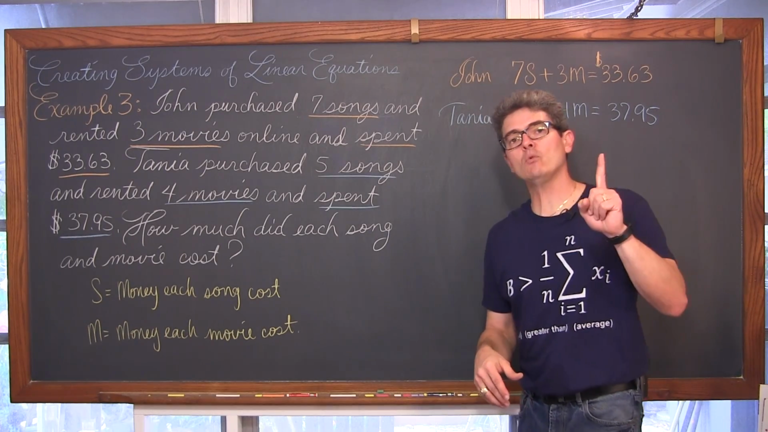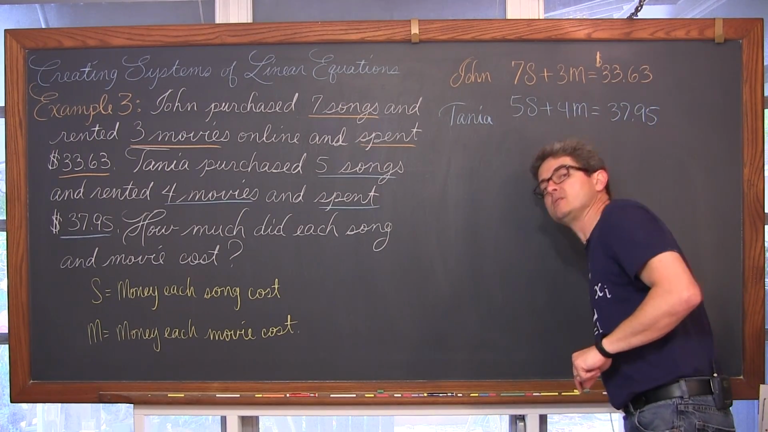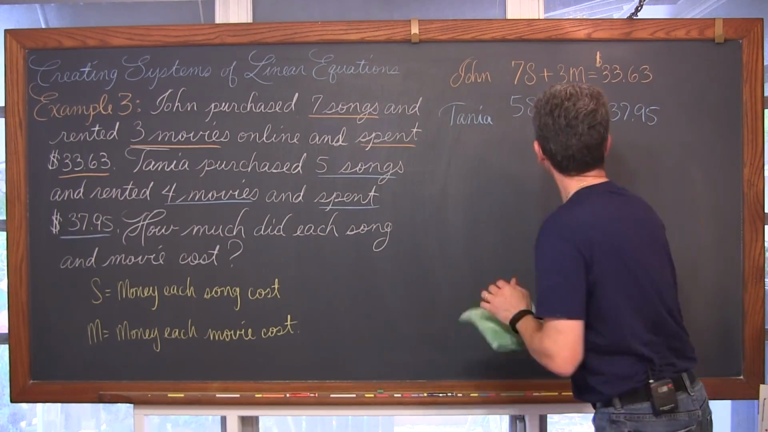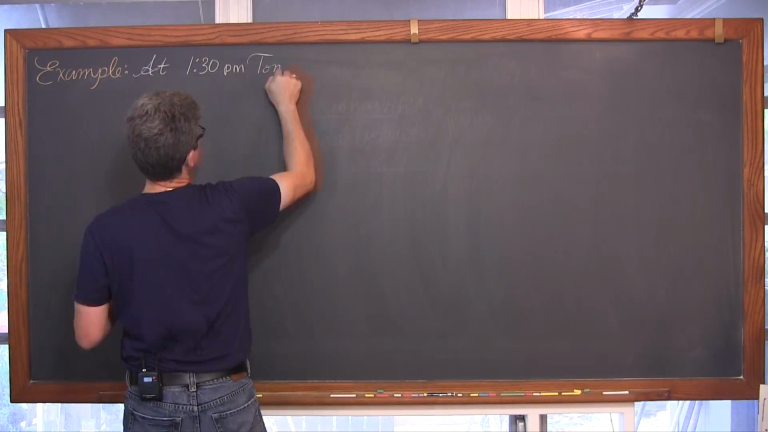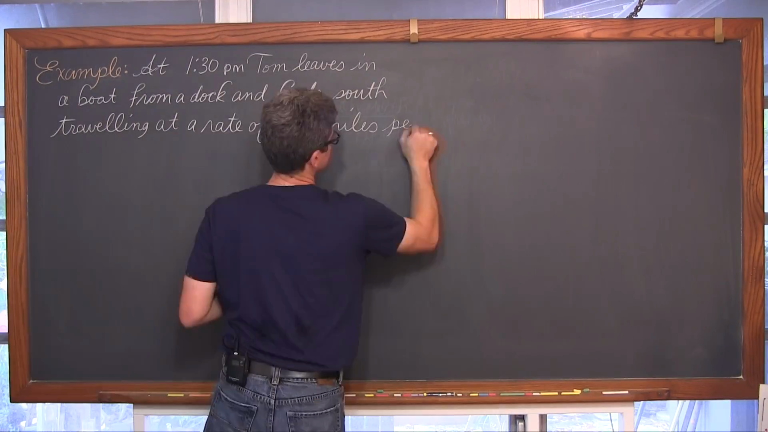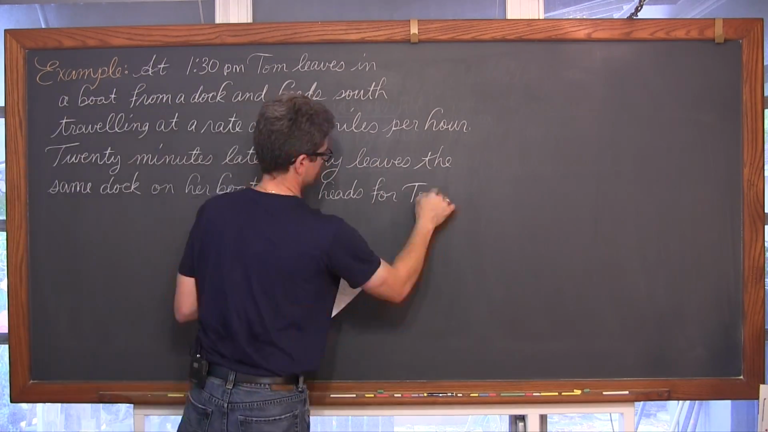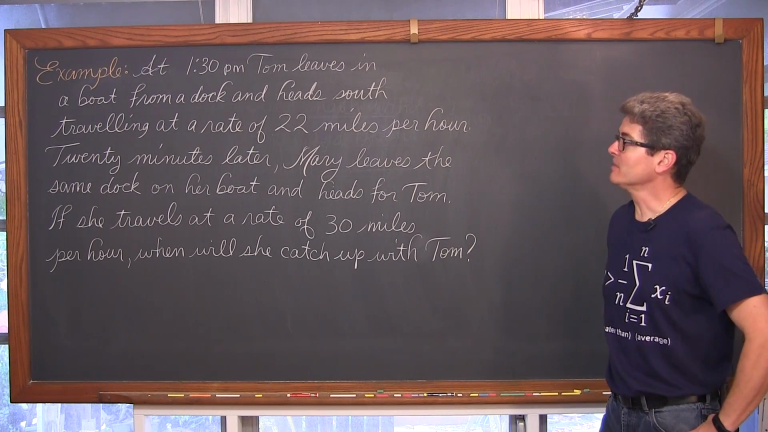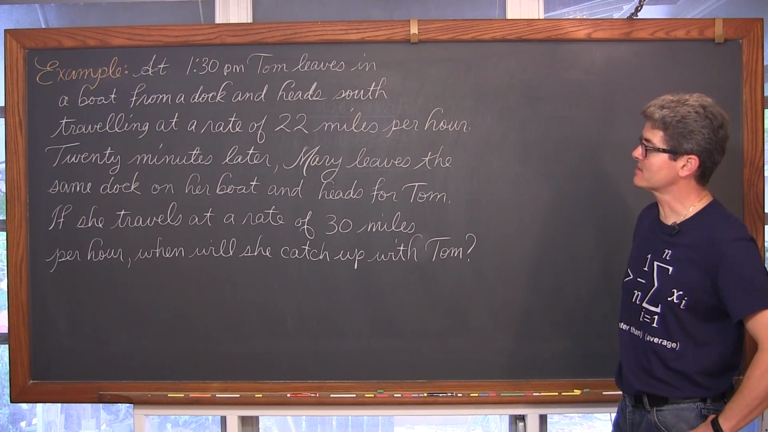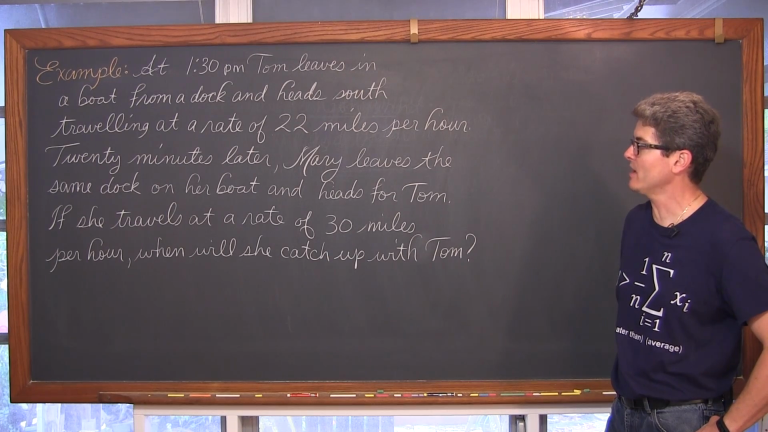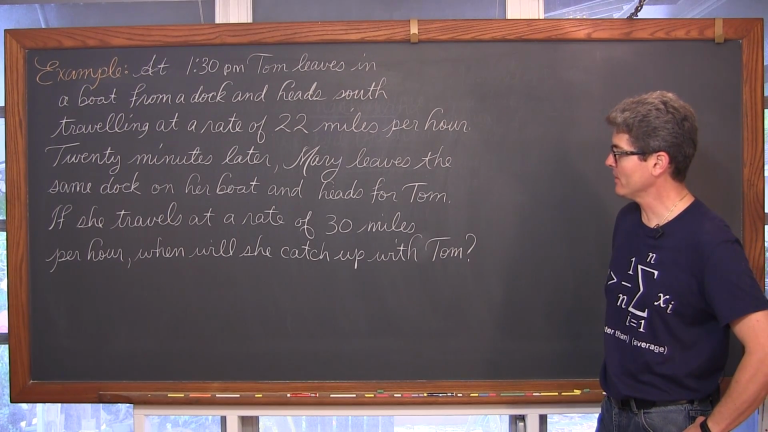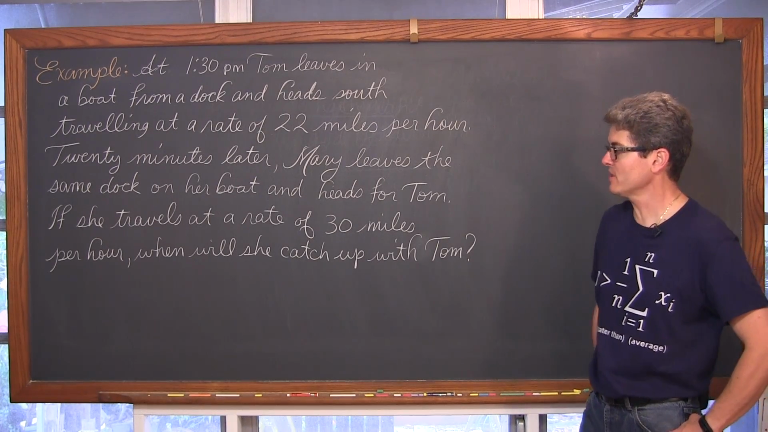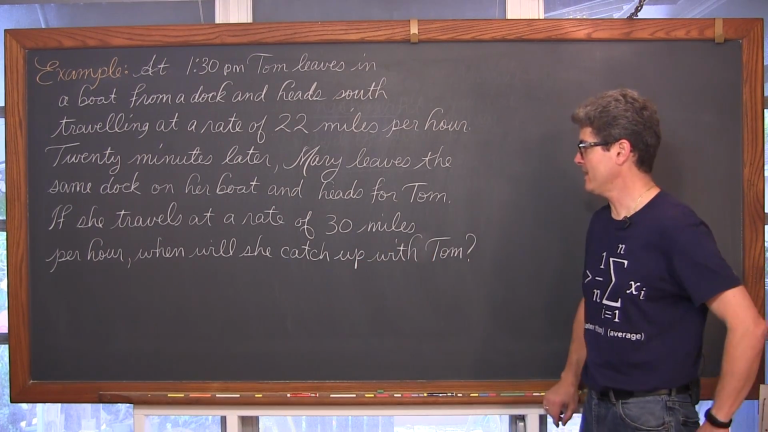We got one more example. That one we are going to solve, and it's going to be dealing with distance equals rate times time, or D equals RT formulas. At 1:30, Tom leaves in a boat from a dock and heads south, traveling at a rate of 22 miles per hour. 20 minutes later, Mary leaves the same dock on her boat and heads for Tom. If she travels at a rate of 30 miles per hour, when will she catch up with Tom?